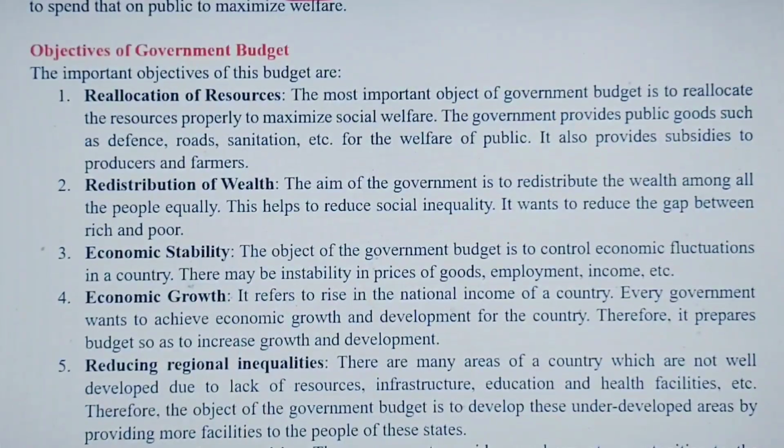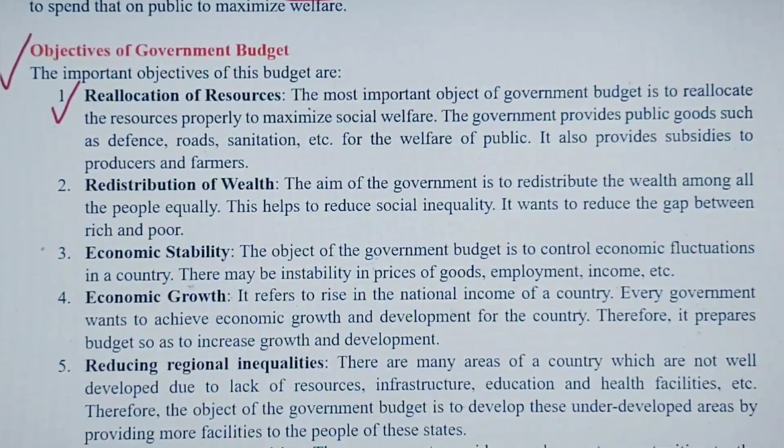Now let's move on to the objectives of government budget. So why does the government prepare a budget? What is the main motive of the government behind preparing the budget? The first one is reallocation of resources. Firstly, you should know what allocation is. Allocation means distribution of resources among the different sectors of an economy. So reallocation means again the resources are redistributed among the people, among the different sectors of an economy.